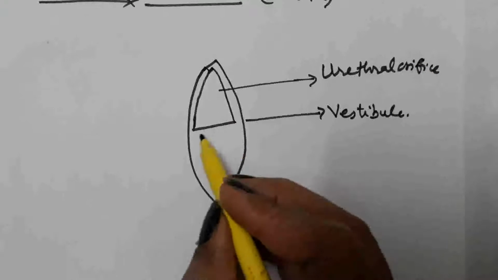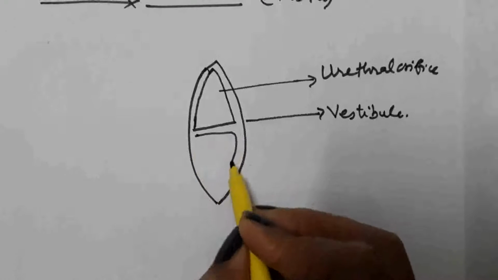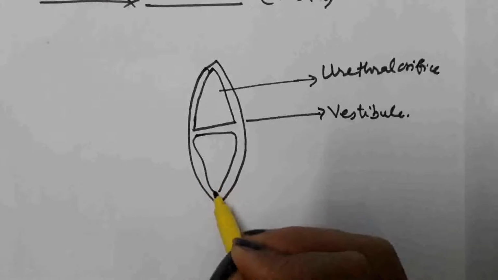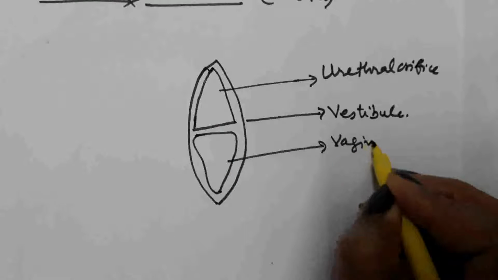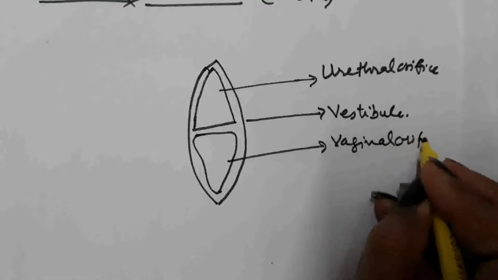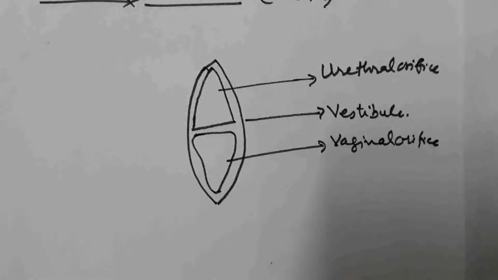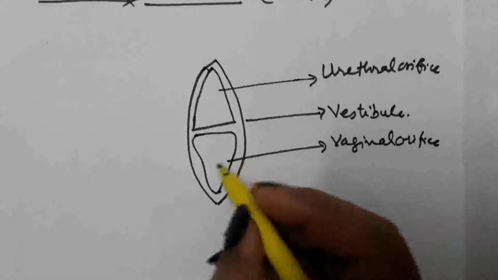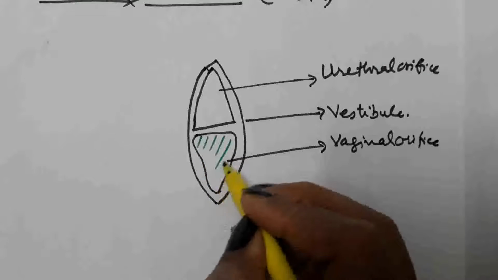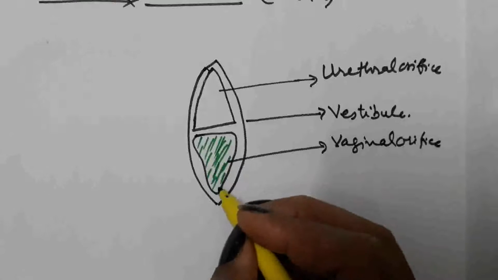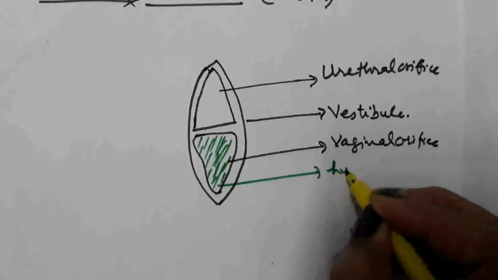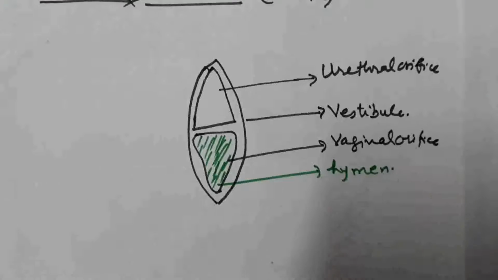The lower opening is of the vagina, and we call it the vaginal orifice. On the vaginal orifice there is a covering of thin membrane, which is known as the hymen. Hymen is present in the case of virgin females only.